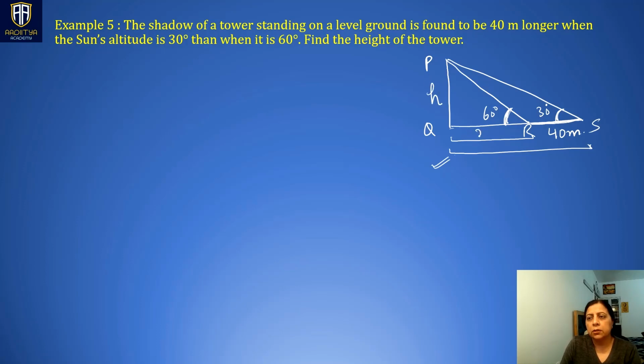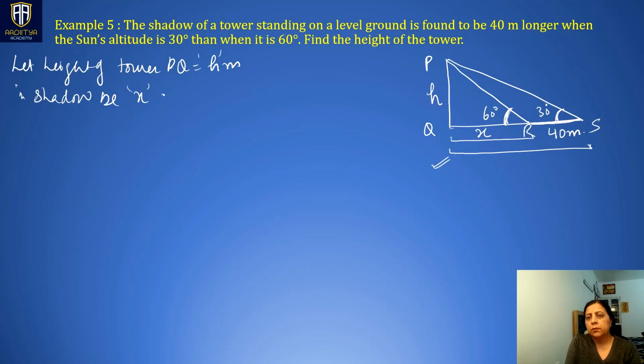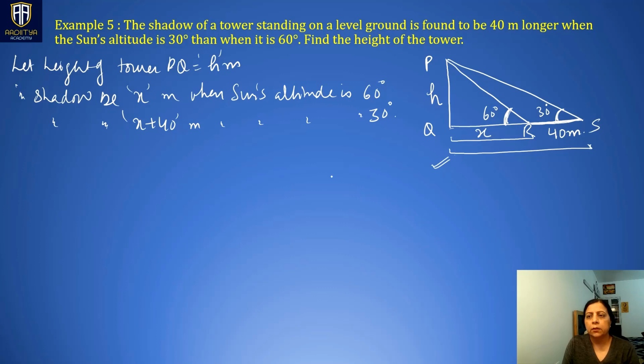Let this be H and this shadow in the first case is X. So let height of tower PQ be H meters. Let shadow be X meters when sun's altitude is 60 degrees. Let shadow be X plus 40 meters when sun's altitude is 30 degrees. Right? So these are the things we have assumed in the introductory part.